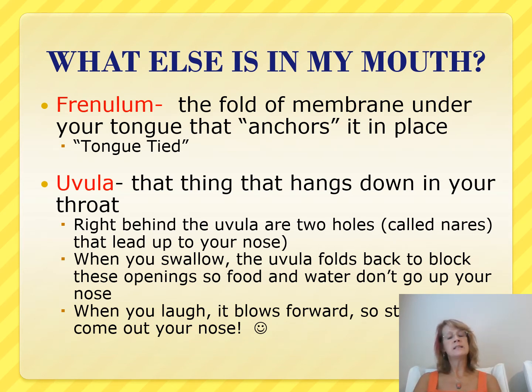Now in humans, this is an example of what is called a vestigial structure. Vestigial structures are structures like our appendix or our wisdom teeth, things that we still have, we just don't need anymore. Our tongue does not need to flip out. So we do not really need this little piece of skin that's called the frenulum. And by definition, it's a fold of membrane under your tongue that anchors it in place.